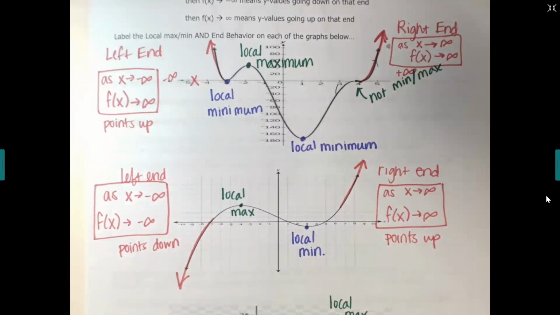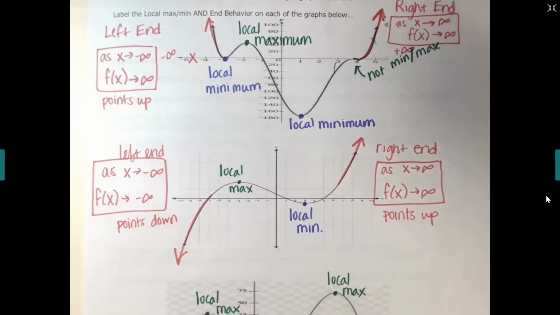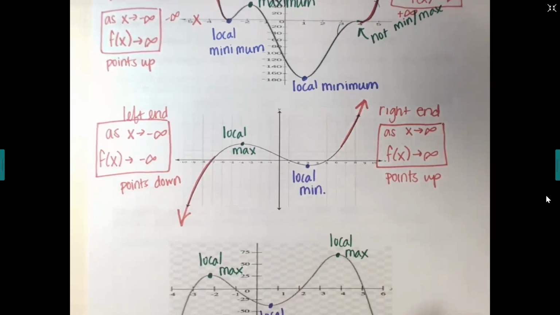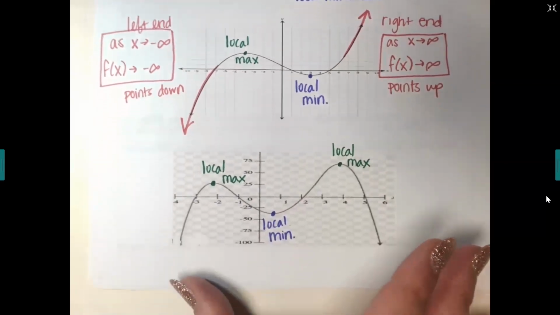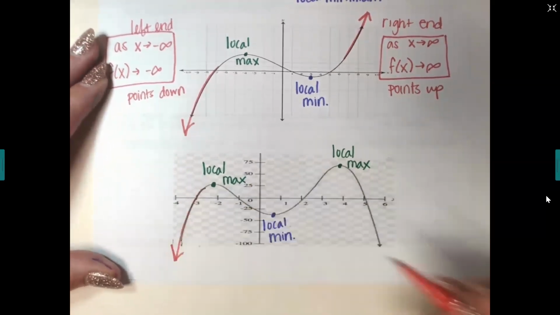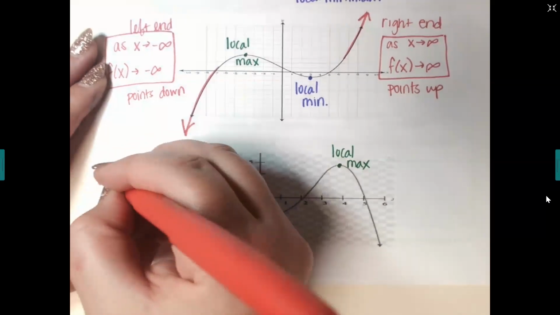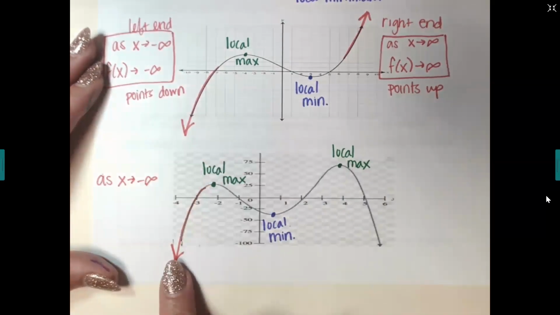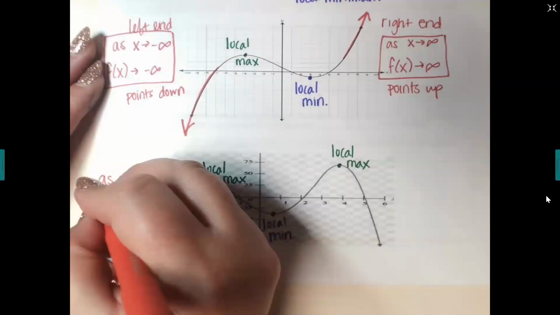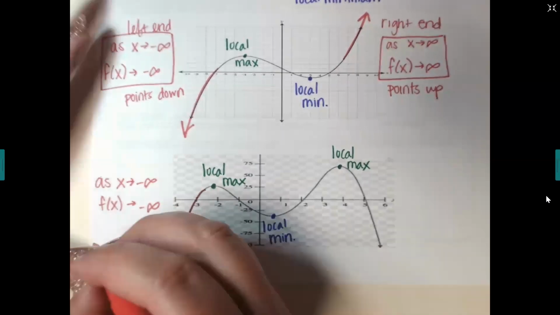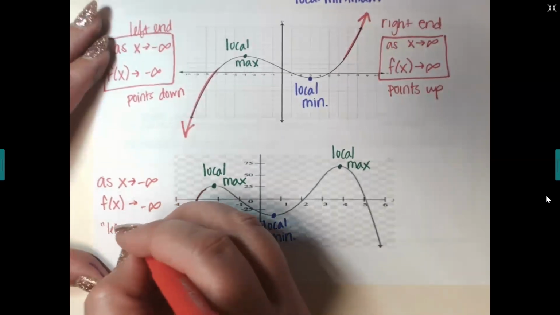All right, let me give you a second to take a look at the last graph. For this third graph down here, remember for end behavior, you're specifically looking at what's happening on the ends of the graph. So I noticed that on this end, which is the left end, as x goes to negative infinity, that tells me I'm looking at the left end. I see that it's pointed down, so my f of x approaches negative infinity. And what that would mean is your left end points down.